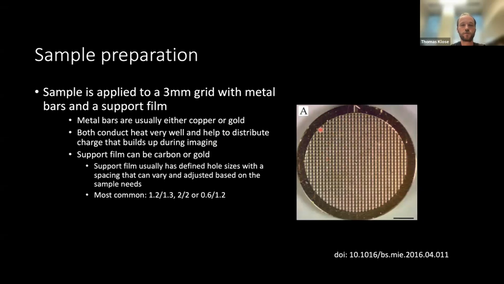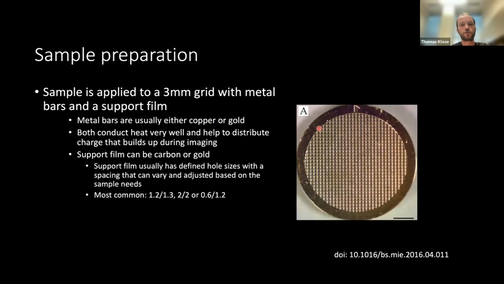Depending on what you want to do and where you get your grids from, the metal bars are usually copper or gold. There are nickel grids available, but that's not advisable because nickel can be magnetic, and that can lead to interesting phenomena in the microscope because we're working with electromagnetism. The reason that it's either copper or gold is that both of them conduct heat very well, so we want to keep everything cold in cryo EM. So we want to transfer heat away and keep everything at liquid nitrogen temperature.